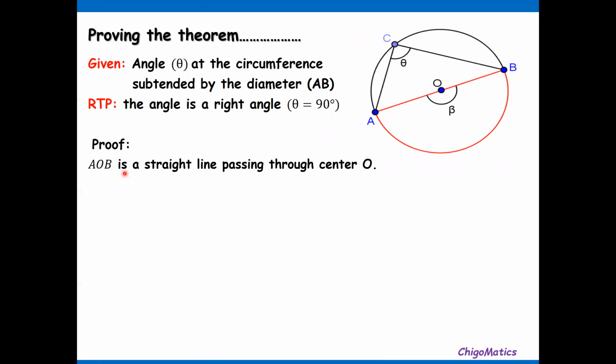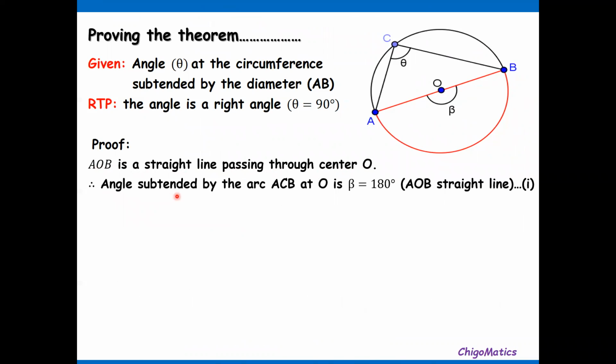So, AOB is a straight line passing through center O. Therefore, angle subtended by the arc ACB at O is beta, but that beta is equal to 180 because AOB is a straight line. Also, beta is equal to twice theta because this is the angle at the center, which is twice angle at the circumference.